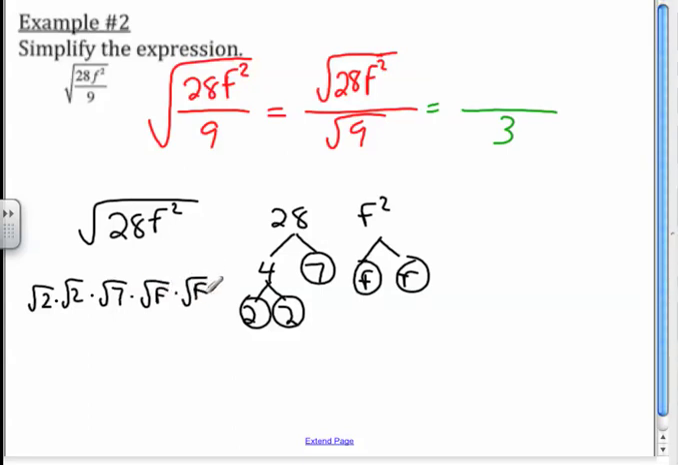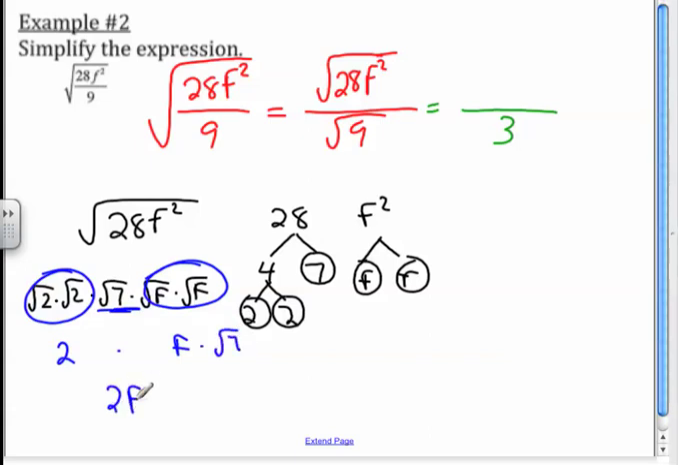Now guys, you're going to remember my rule from the earlier problem, from example 1. All I do is look for a pair and they equal the number that's in the square root. Root 2 times root 2 is 2. Look at what happens to the variable. F, right? It's just the thing that's inside. I can't do anything with that. I don't have a pair. So what this means is I've got 2 times f times the square root of 7.